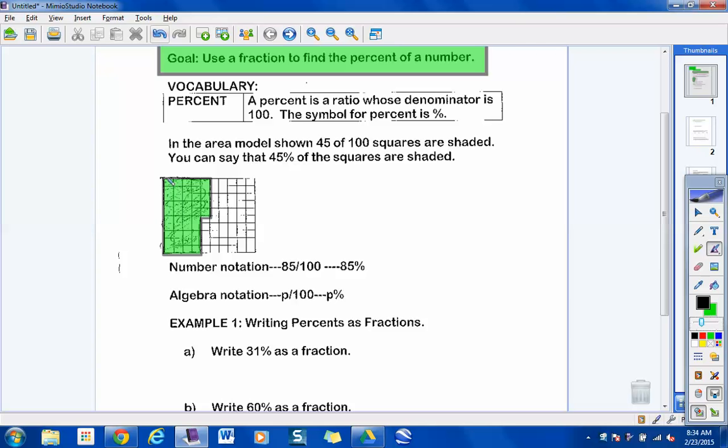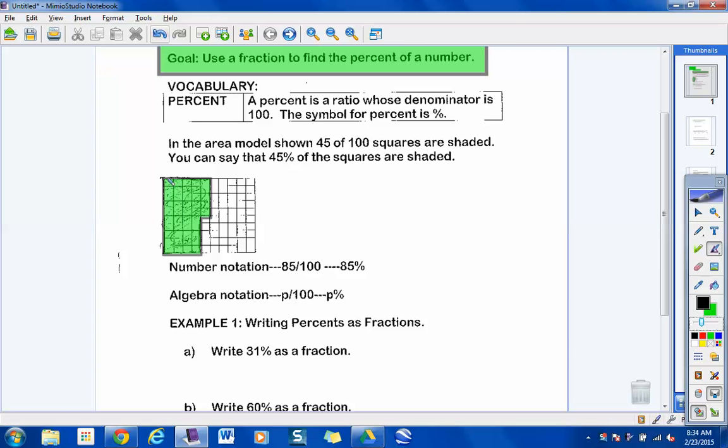There, that looks better. How many squares have I shaded right there of the 100? 45. 45 of them are shaded. Therefore, what percent of this is shaded? What percent of the whole square is shaded? 45%. 45 out of 100. Okay. Now, in number notation, we talk about 85 divided by 100, or 85 over 100 equal to what? 85. 85%. In algebra notation, whatever P is, P divided by 100 becomes P what?